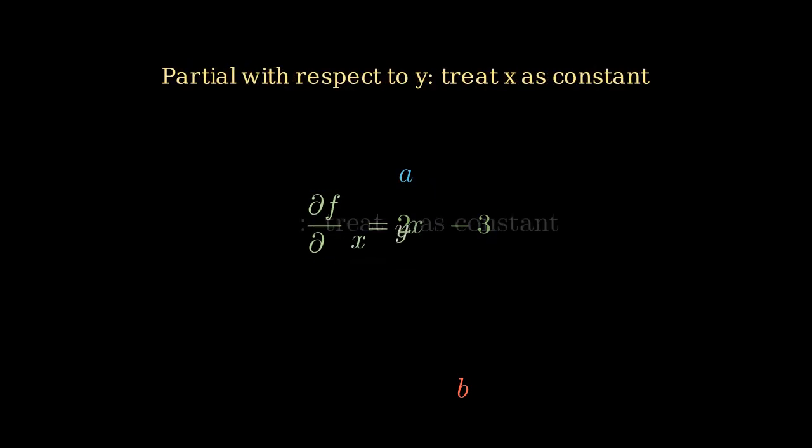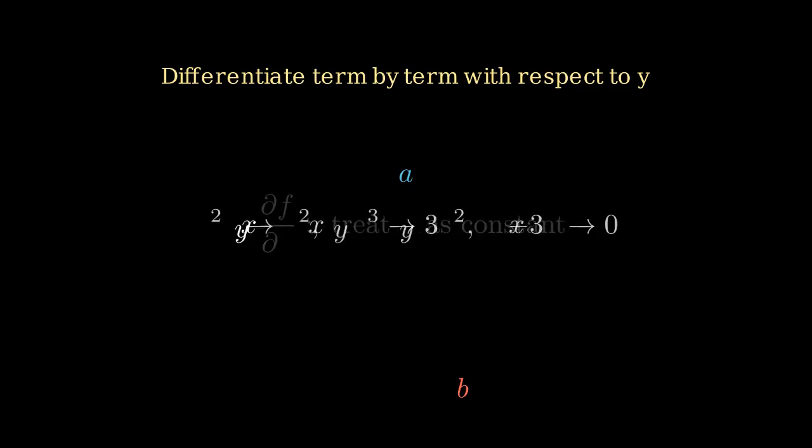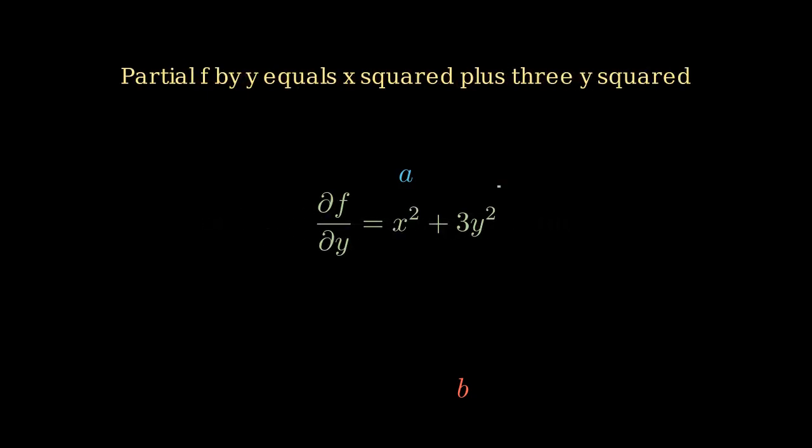The partial derivative with respect to y means we now treat x as a constant and differentiate with respect to y. Differentiating term by term, x squared y gives x squared, y cubed gives 3y squared, and negative 3x gives 0. So the partial derivative of f with respect to y equals x squared plus 3y squared.